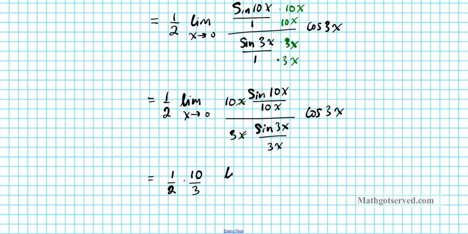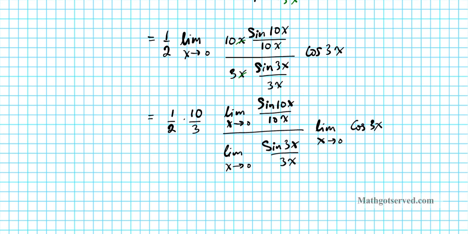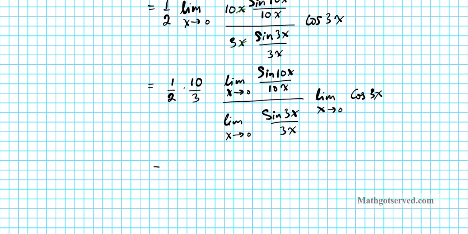And then you're going to have the limit of the numerator as x approaches 0 of sine 10x over 10x. For the denominator, the same story. Is going to be the limit as x approaches 0 of sine 3x over 3x. And then the limit as x approaches 0 of cosine 3x. Let me make sure it's 3x. Yes, it is. Okay, now we're going to use the squeeze theorem.